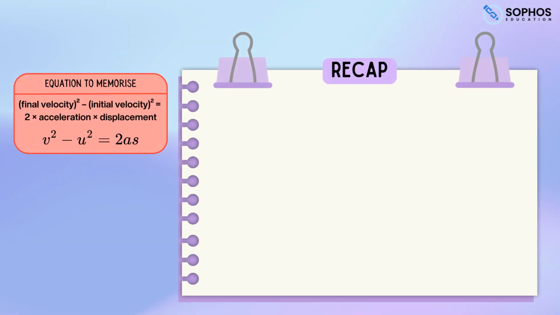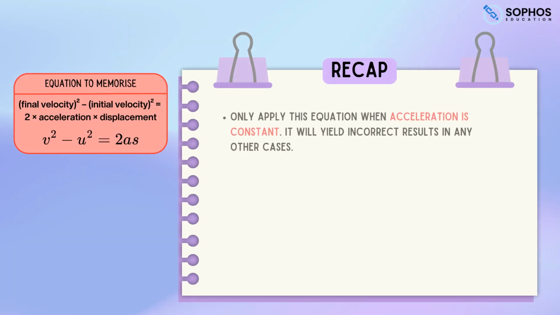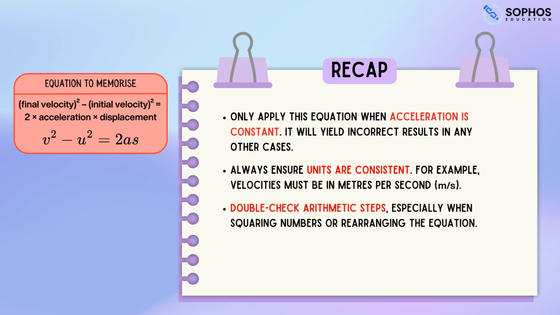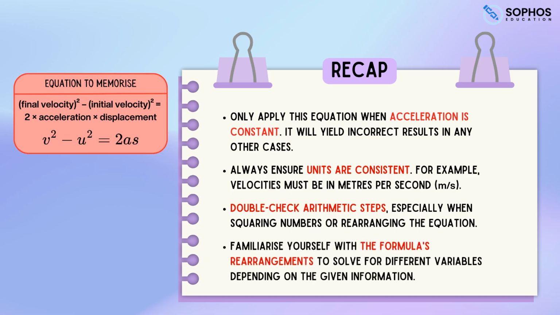Let's recap some central points that we've covered. Only apply this equation when acceleration is constant. It will yield incorrect results in any other cases. Always ensure units are consistent. For example, velocities must be in meters per second. Double-check arithmetic steps, especially when squaring numbers or rearranging the equation. Familiarize yourself with the formula's rearrangements to solve for different variables depending on the given information.